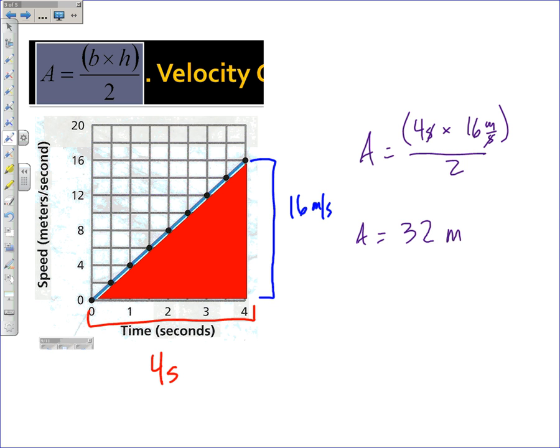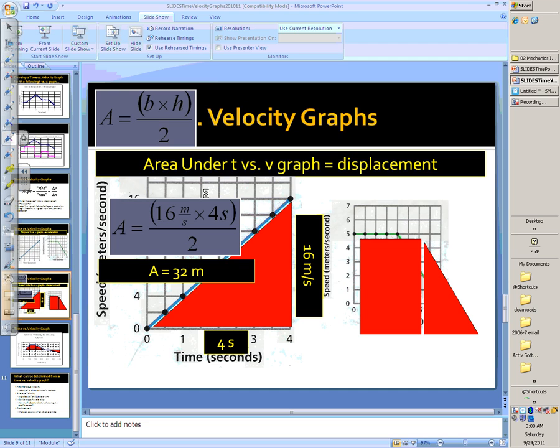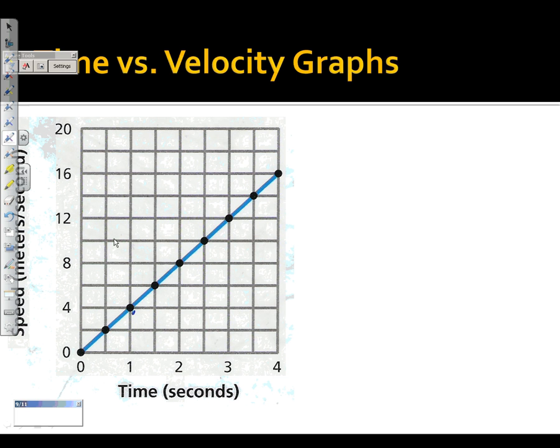So if we take a look at that and ask, well, what does that mean? 32 meters is a distance. More specifically, it's a displacement. So the area between the x-axis and the curve itself will give us the displacement of the object during that time frame.